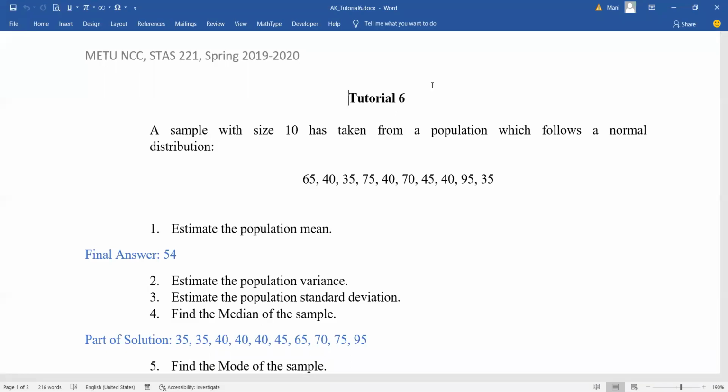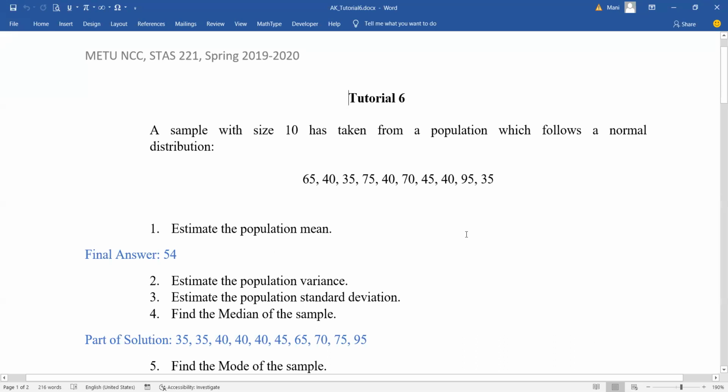Hello everyone. Let's continue with tutorial number 6. A sample with size 10 has been taken from a population which follows a normal distribution. So here we have 10 data points as our sample, not population. We should be careful. The data that you can see here is related to your sample. So estimate the population mean.